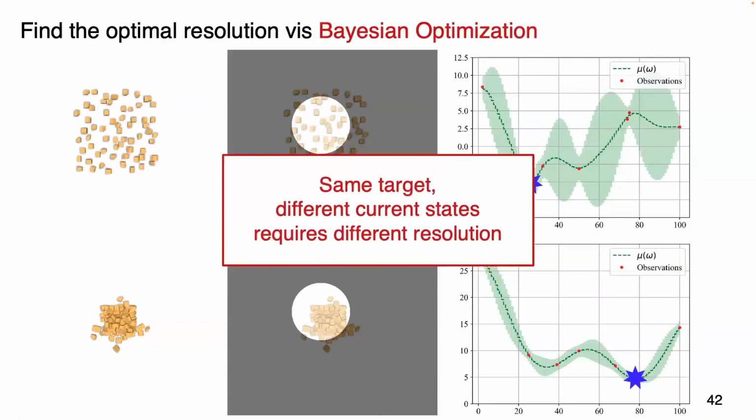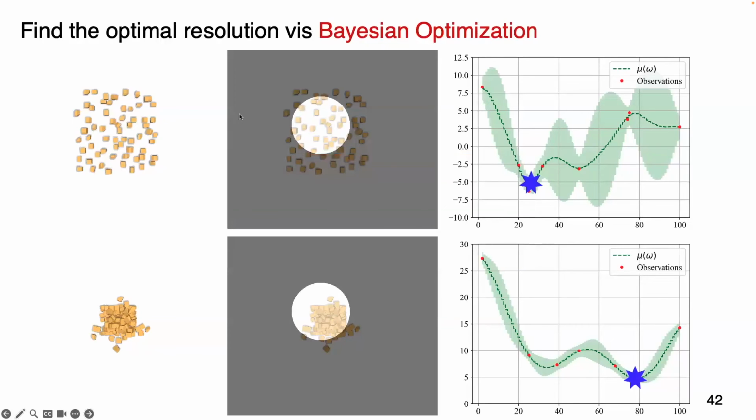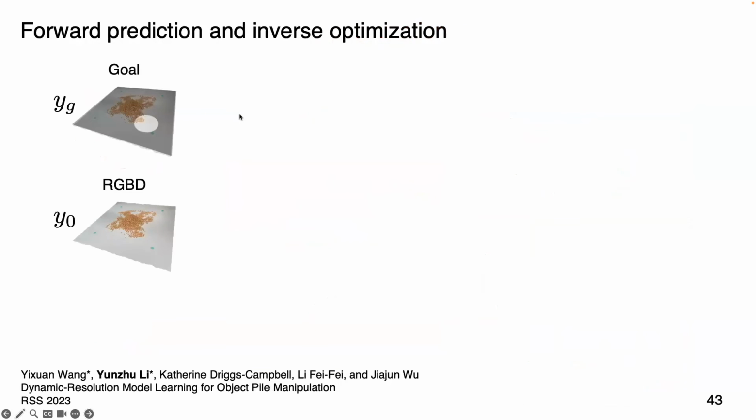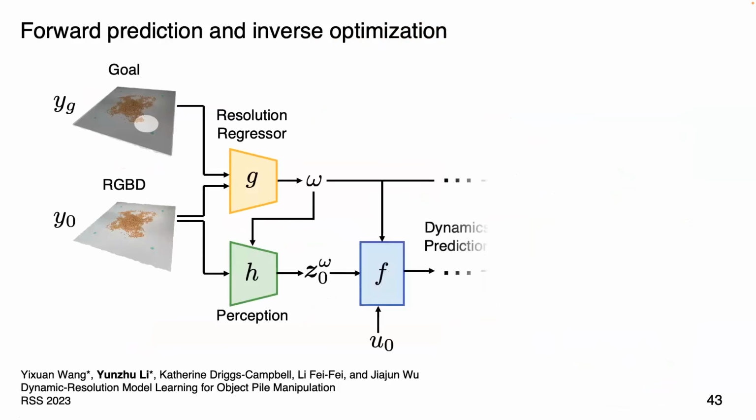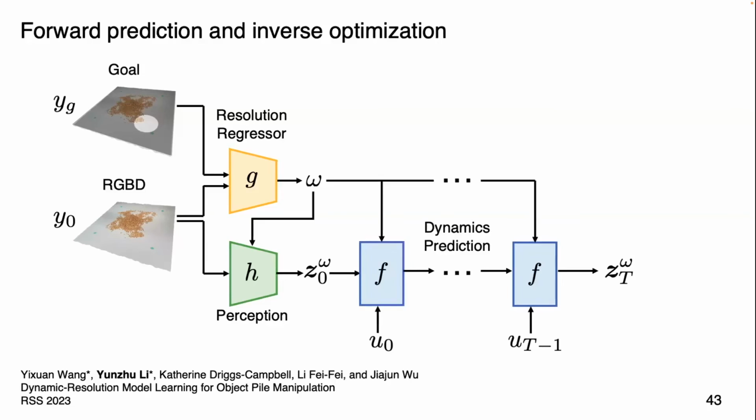And then basically, given the current observation and the target, we use Bayesian optimization to obtain the label, and we train a resolution regressor to predict the optimal resolution during test time. Conditioned on this resolution, we have a perception module that can generate a set of particles representing the environment. We can then have a graph neural dynamics model that predicts the evolution of this particle set conditioned on the input action sequence. And one thing I hope to highlight here is that we don't have to retrain the dynamics model when we use different resolutions.